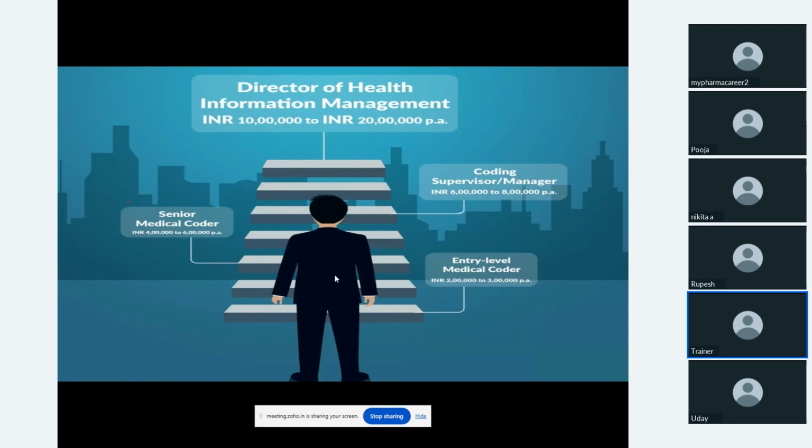And if you are going for manager, supervisor level, it will be 8 to 10 lakhs like that. And if you are a director, it will be more than 20. Till 20 lakhs you can earn per annum, if you are a director of the healthcare academy, or a director of any particular company. So you can earn up to this much. So this is the basic salary structure for medical coding, how you can grow over here. You can see the chart.